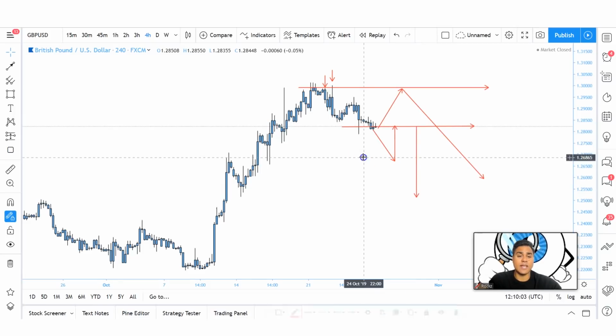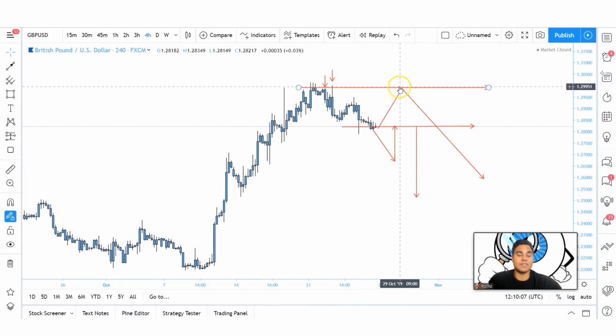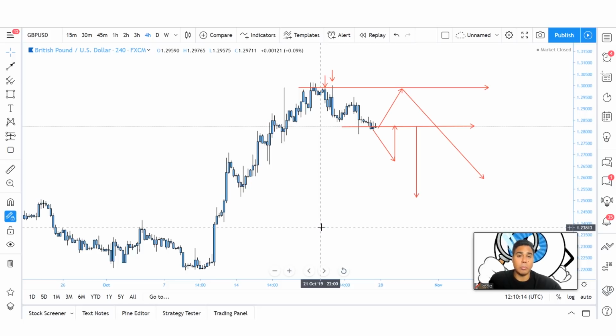For now, it will take at least 24 to 48 hours for the structure to build, but once price gives me evidence at a major key level or continues to push down and retest the broken level, then I'll be looking for continuations down on Pound USD.